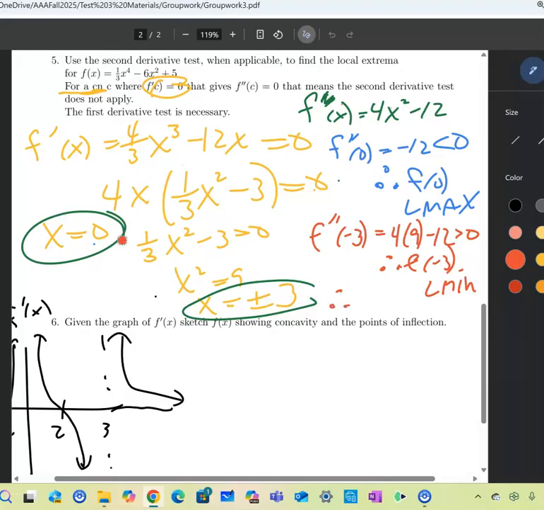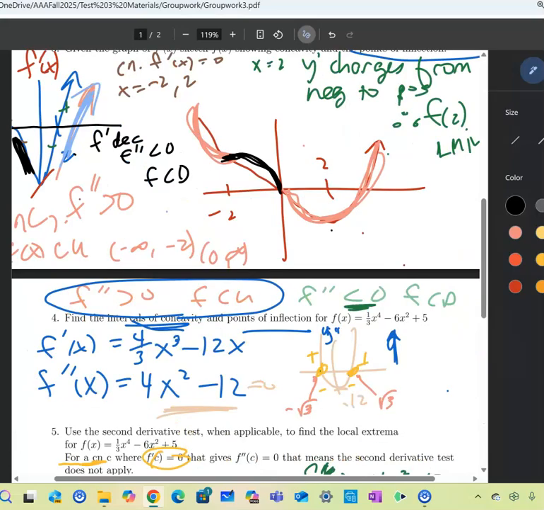And the same thing if I do f of 3. I get 4 times 9 minus 12, which is bigger than 0. So then f of 3 is a local minimum. Oops, sorry, I forgot to write down f of negative 3 is a local minimum. Come back.